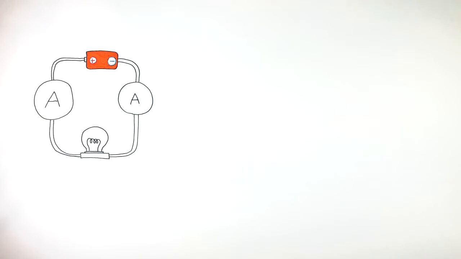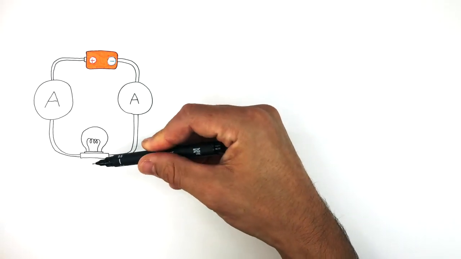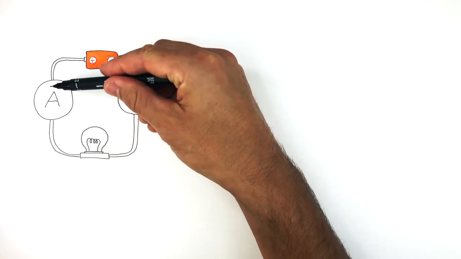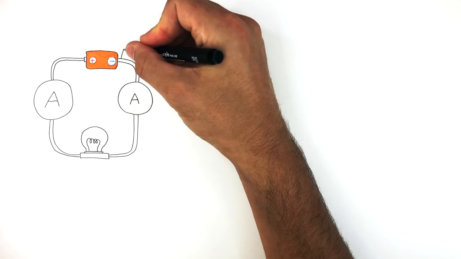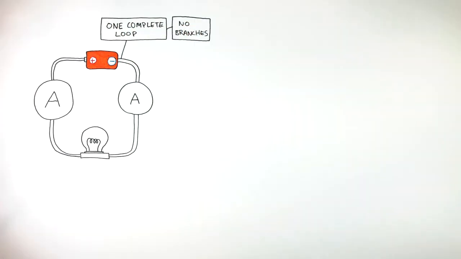Here is a series circuit containing a cell, two ammeters, and a filament lamp connected by wires. We know this is a series circuit as if we trace the pen from the negative terminal of the cell around the circuit back to the positive terminal, we can see there is one complete loop. There are no branches. And this is what you need to do to check if a circuit is a series circuit or a parallel circuit.